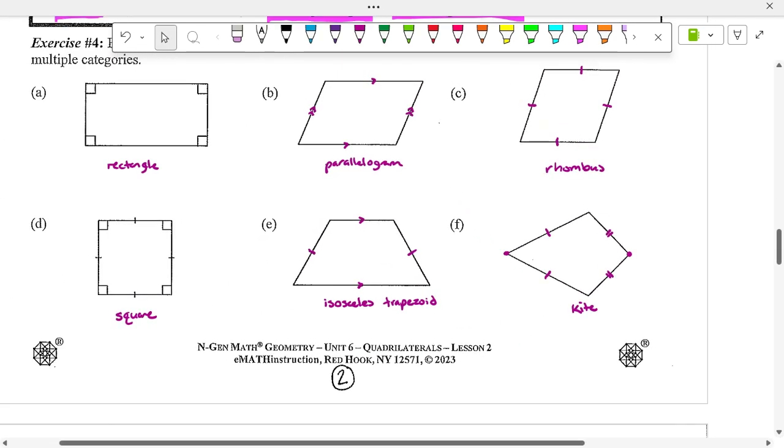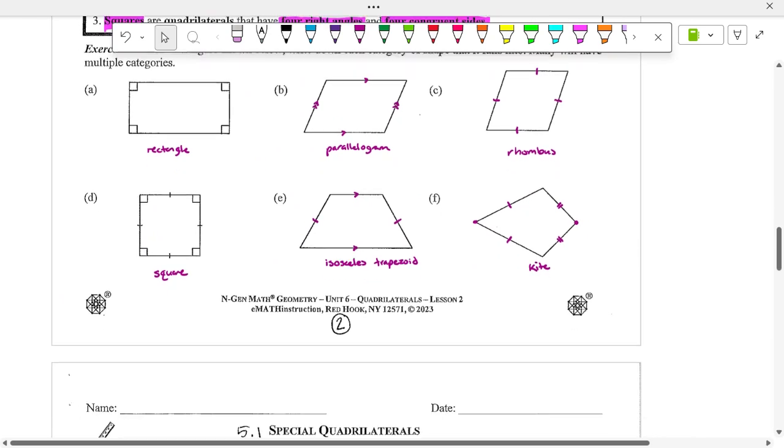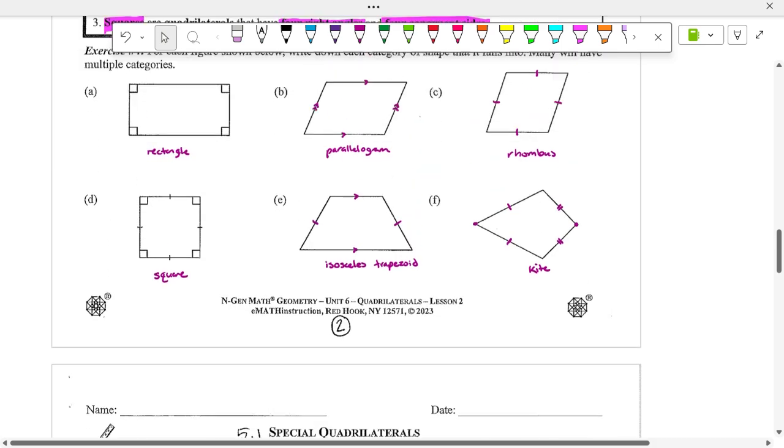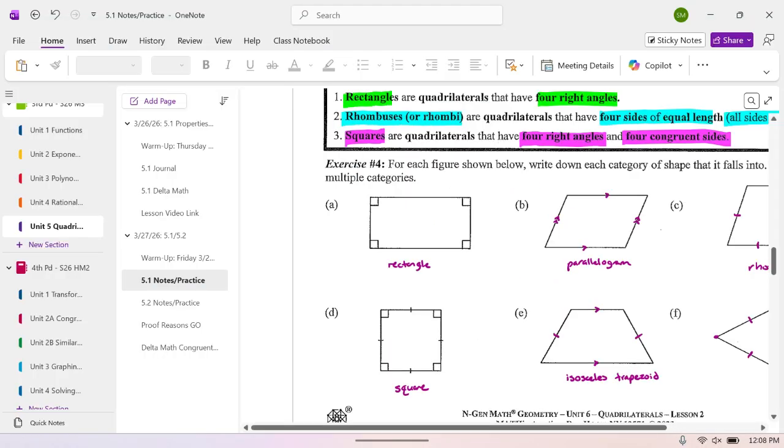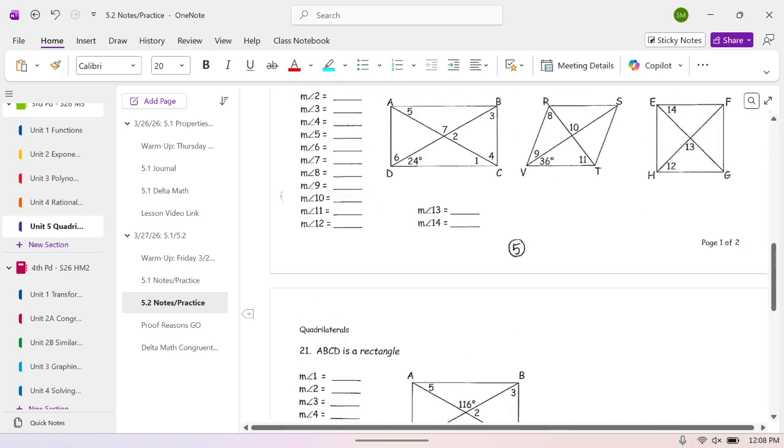So again, when it comes to these, you gotta understand that we cannot assume unless told otherwise. All right, or if we have enough information to prove otherwise. So that's 5.1. Now let's go into 5.2. So go to page 5.